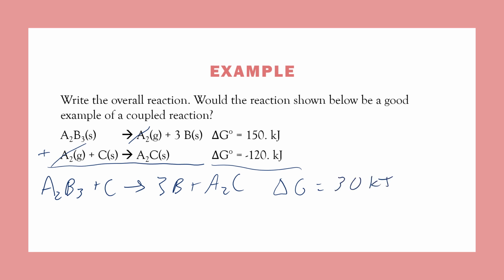And so it says, would the reaction shown be a good example of a coupled reaction? No, it would not be a good example because the value of delta G when you put them together is positive overall, which is not thermodynamically favorable.